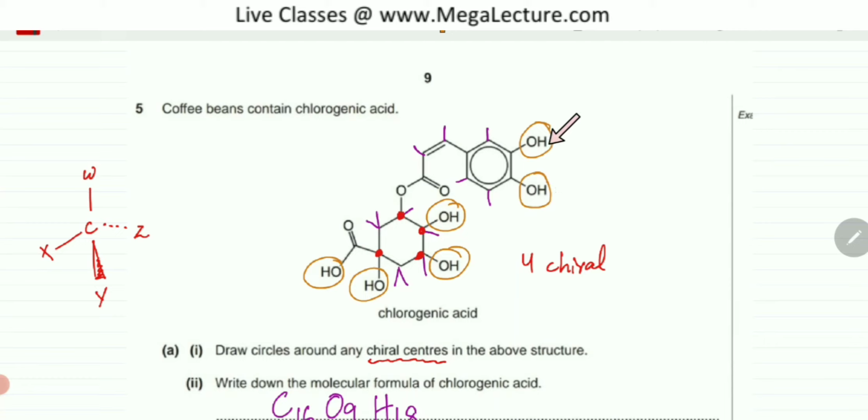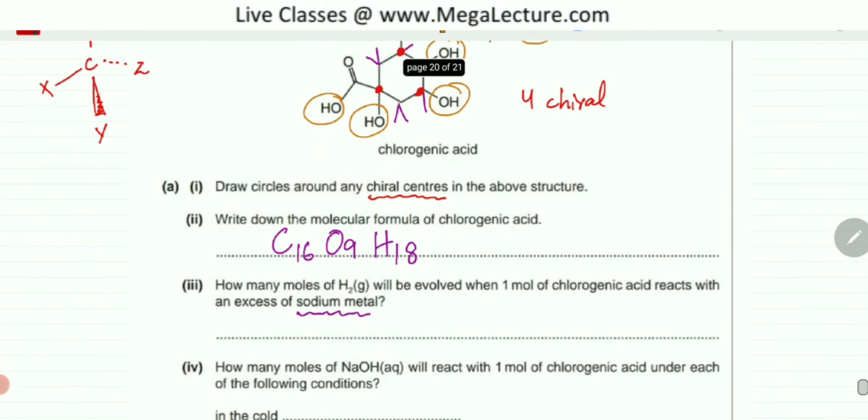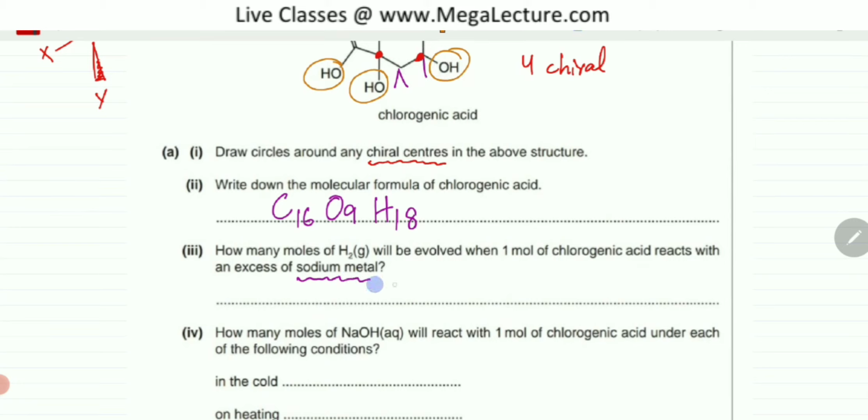So that's 1, 2, 3, 4, 5, and 6. So every time, 6 times half moles of H2 gas are going to be produced. So that would basically result in the production of 3 moles of H2. So how many moles? 3 moles of H2 gas is going to be produced in total.